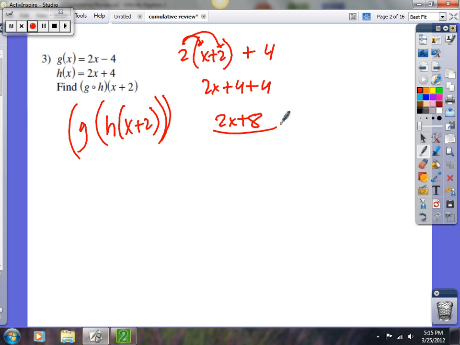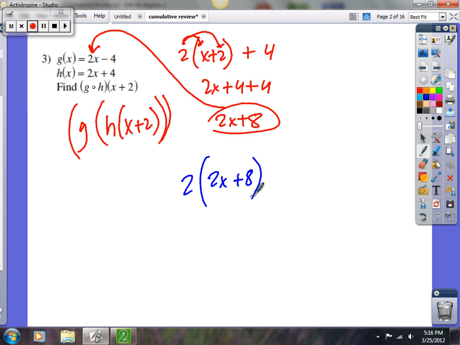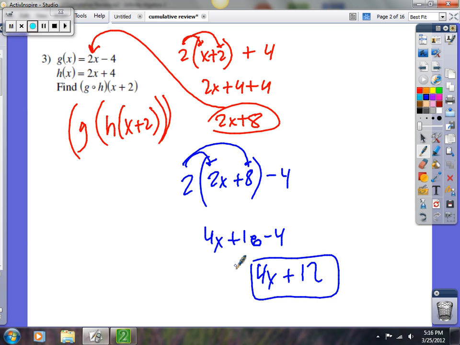So now we're going to take this 2x plus 8 and plug that into g of x. So g of x says almost the same rule. 2 times whatever you plug in, so I'm going to plug in 2x plus 8, minus 4 at the end. Distributive property here: 4x plus 16 minus 4. So 4x plus 12 is what we end up with.